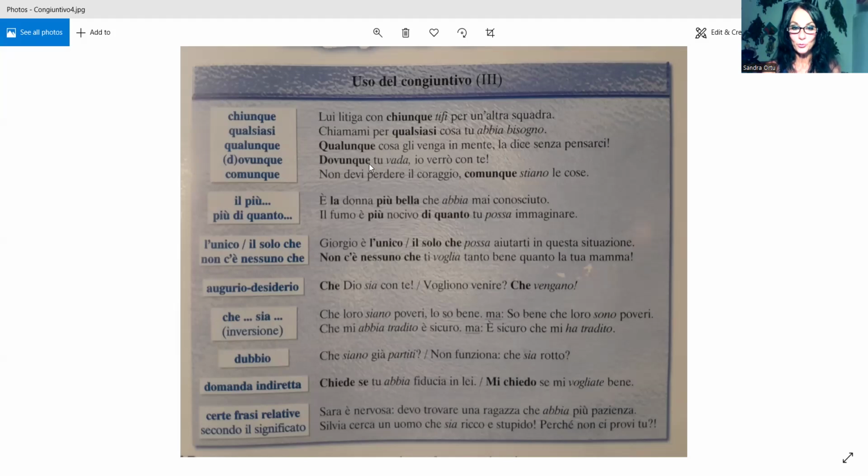And this one, dovunque tu vada, io verrò con te. Wherever you go, I'll come with you. It's a threat.